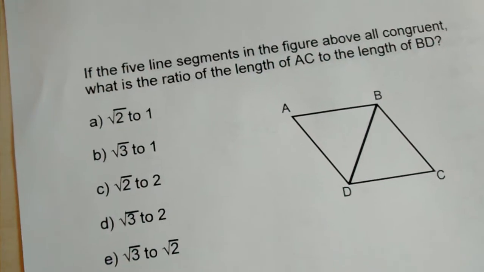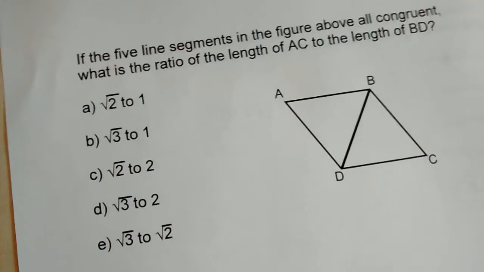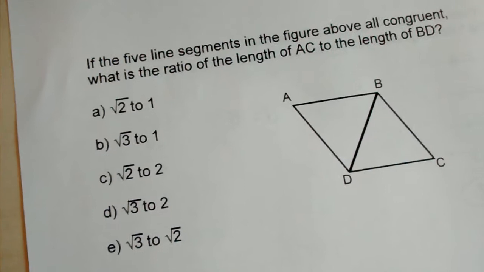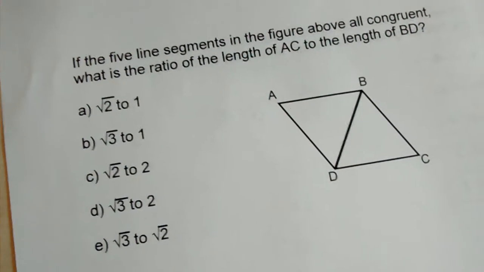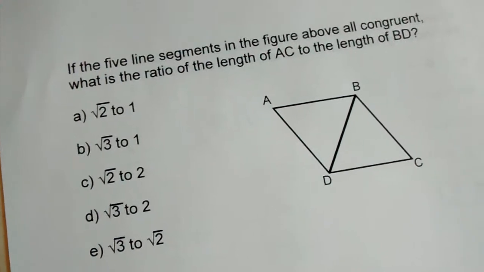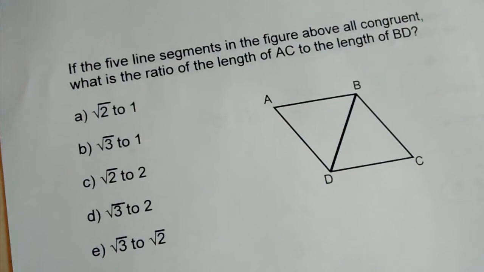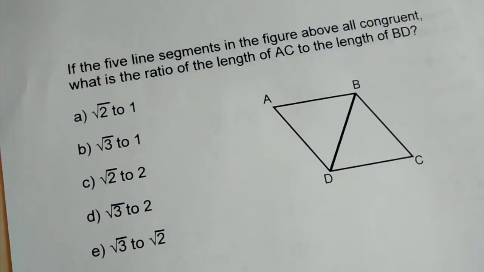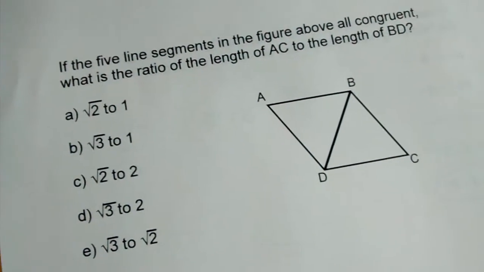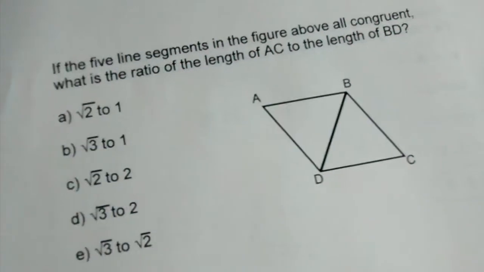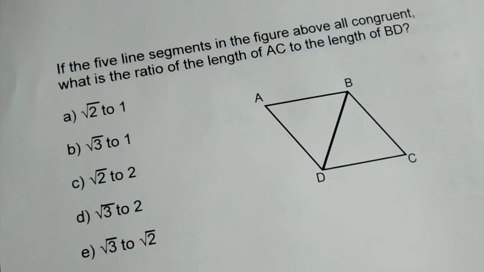Okay, here's another example of a problem where making up numbers is a good connection to another strategy, in this case drawing or redrawing. So let's see how we can do that. Here it says that the 5 line segments in the figure above are all congruent. What is the ratio of the length AC, which they currently don't have drawn, but we should draw it in at some point, to the length of BD?